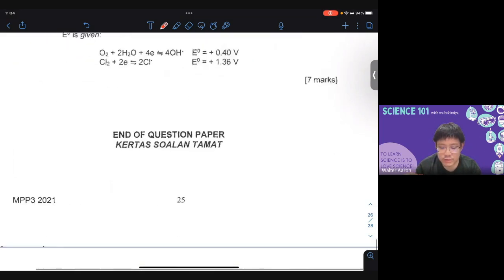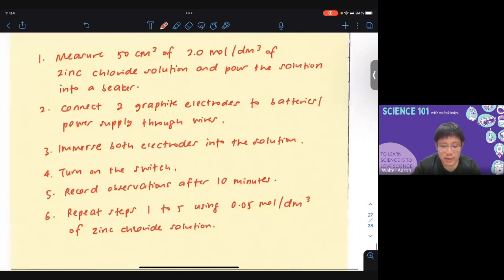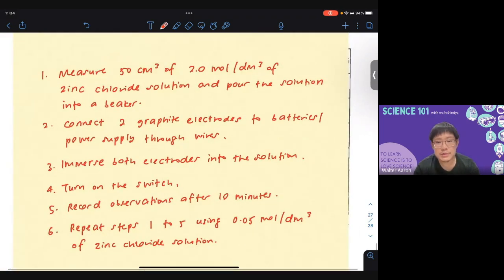So the suggested answer that I'm going to give you will be here. For the procedure, because it's around 5 marks, you have to explain at least 5 points, but I have 6 points over here. Okay. So number 1 is measure 50 cm³ of 2.0 mol/dm³ zinc chloride solution and pour the solution into a beaker, right? And then connect 2 graphite electrodes, or you can change the word graphite to carbon as well, to batteries or power supply through the wires.